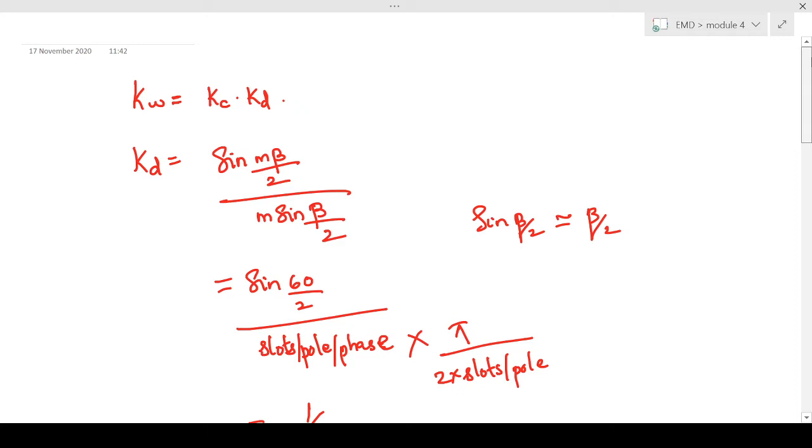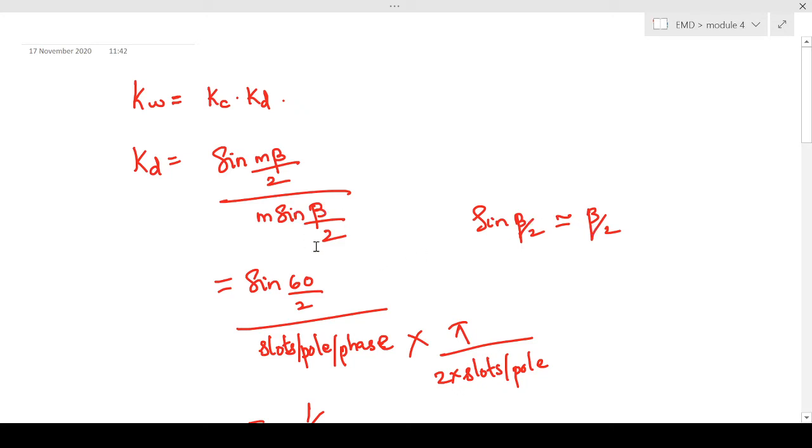So we can substitute for m beta here. We'll get sin(m beta by 2) as sin(60 divided by 2), divided by m, the slots per pole per phase, into sin(beta by 2). So I have written it like that. As you know, if theta is very small, we can approximate sin theta equal to theta.